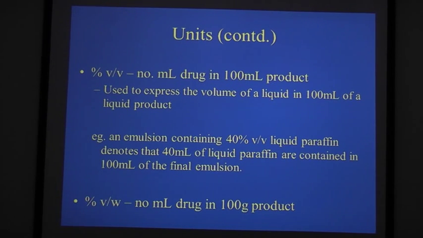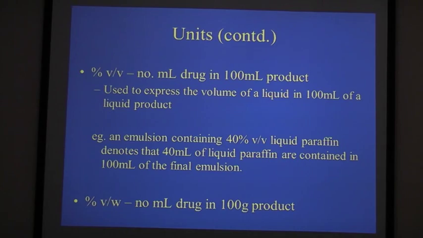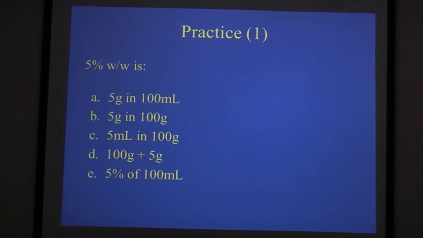Percentage volume to volume means the number of milliliters of drug in 100 ml of product. It's used to express the volume of a liquid in 100 mils of a liquid product. For example, an emulsion containing 40% volume to volume liquid paraffin denotes that you've got 40 milliliters of liquid paraffin in 100 milliliters of the final emulsion. Percentage volume to weight is the number of milliliters in 100 grams of product.